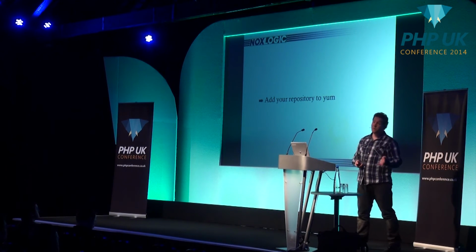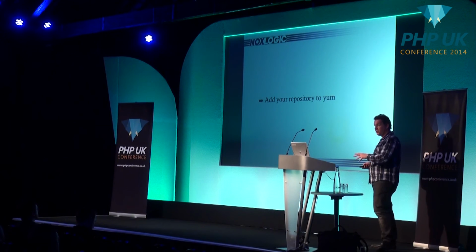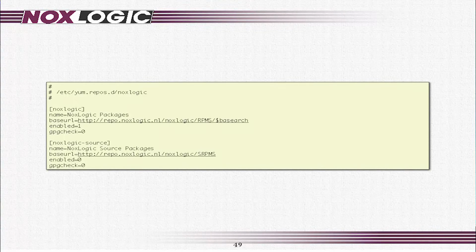But if you create a new repository, you also need to add your repository to Yum. And that's really easy because there's a directory called /etc/yum.repos.d, and there you can add your own repository files. In this case, it's a repository for my own custom stuff. And it's found at repo.noslogic.nl, etc. This pretty much is the same thing that you will see when you install EPEL, when you install the base CentOS installations, if you install Webtatic, etc., etc.